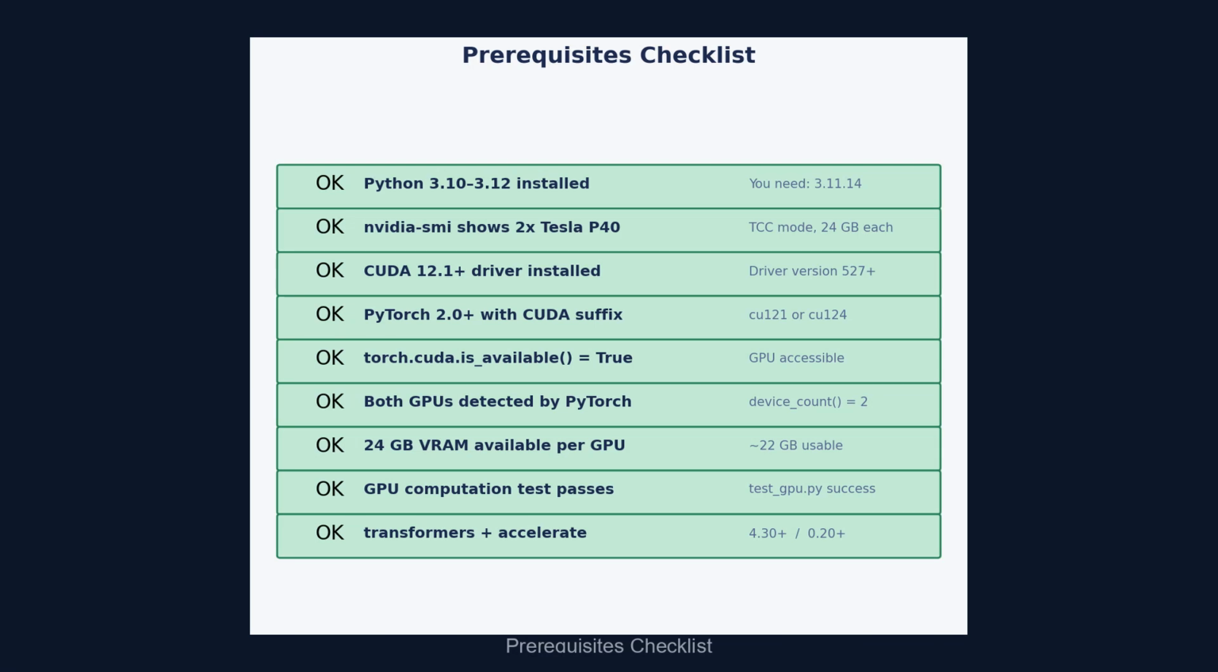Learning objectives. This image shows the completed prerequisites checklist. Every item marked with a green OK. Python 3.11.14, NVIDIA SMI detecting both Tesla P40s in TCC mode, CUDA 12.1 driver, PyTorch 2.0 or higher with the CUDA suffix, right single. Both GPUs detected, 24 gigabytes of VRAM per card. The GPU computation test passing, and both transformers and accelerate installed at the right versions. This is the target state. If your environment matches every line on this list, you're ready to install Unsloth.